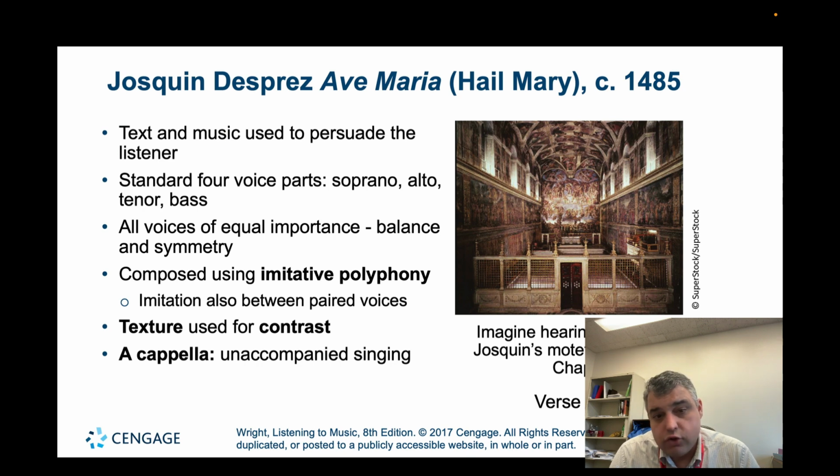And then another term that we want to know is a cappella. What is a cappella? Now, a cappella is basically unaccompanied singing. It could be a solo voice, a cappella. It could be a choir. As long as there's no piano, no pipe organ, no harpsichord, as long as there's no accompaniment, a piece like that is called a cappella. Okay?